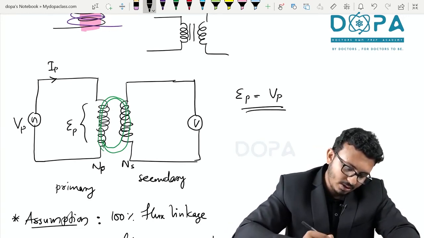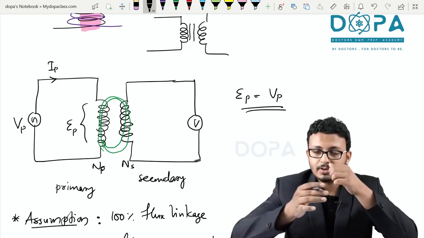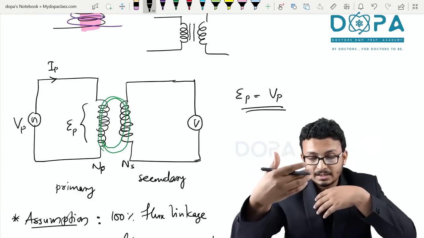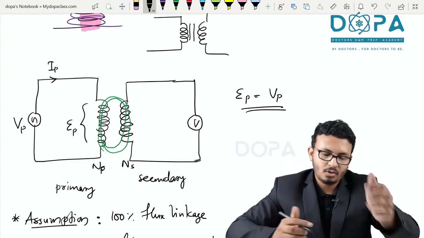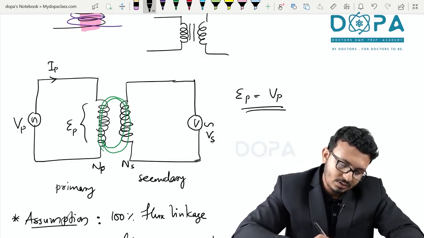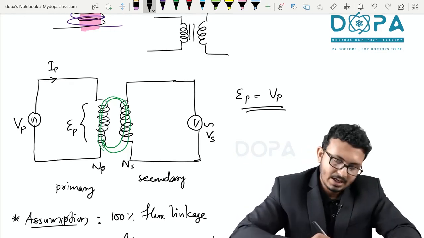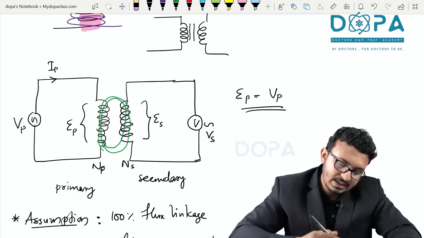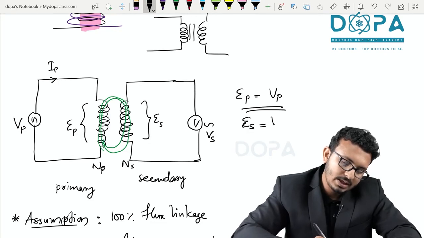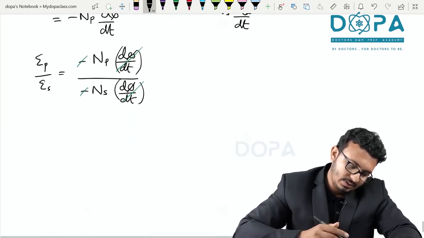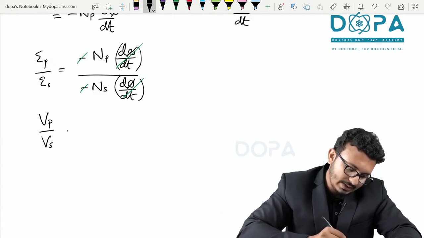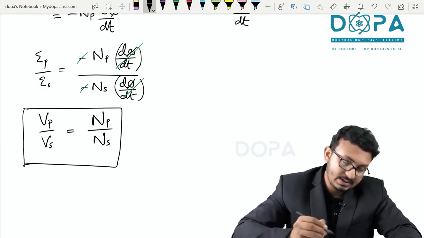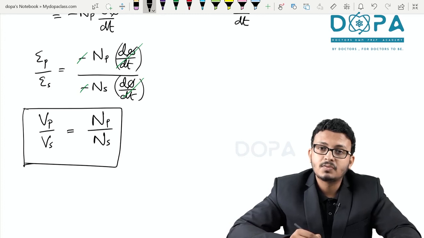If you connect a voltmeter over here, you will measure, when you apply the voltage on the primary, because of mutual induction, the voltage gets either stepped up or stepped down in the secondary. Let's assume the voltage measured is the voltage in the secondary, and this is the induced EMF in the secondary. So Vp by Vs is equal to the number of turns in the primary divided by the number of turns in the secondary.